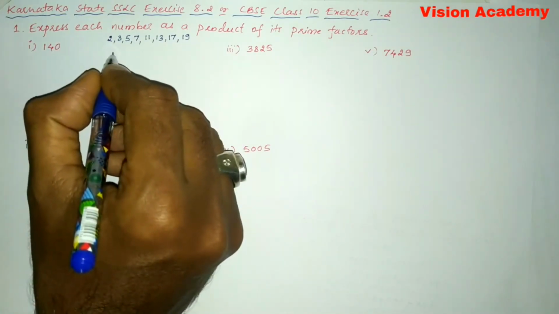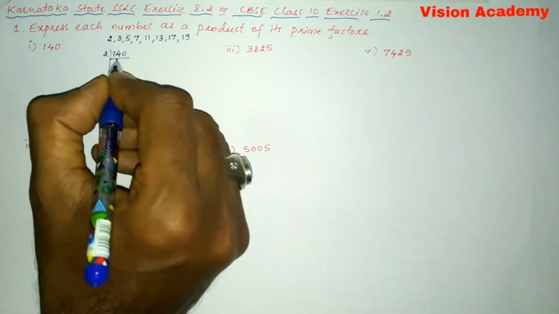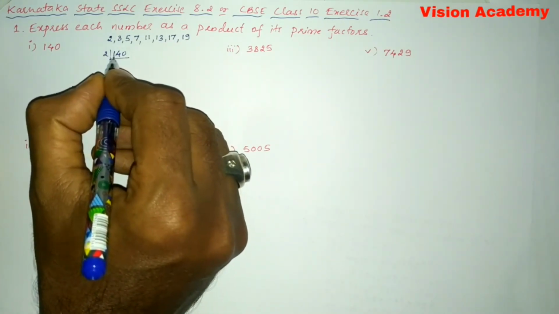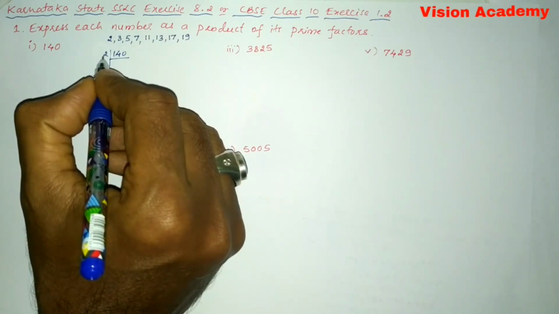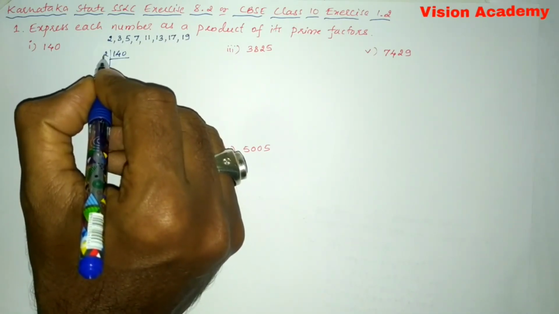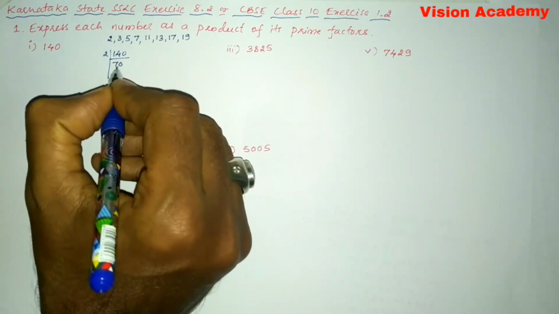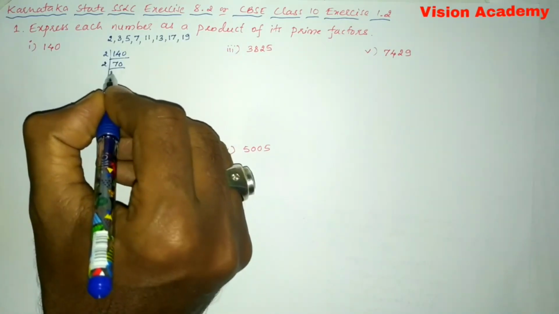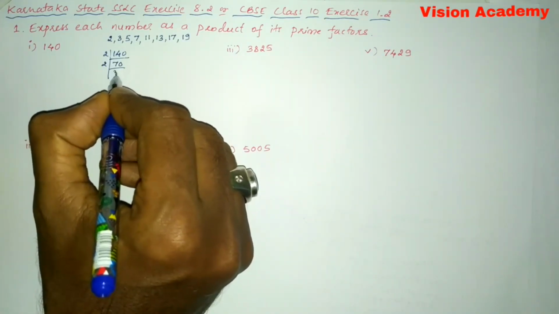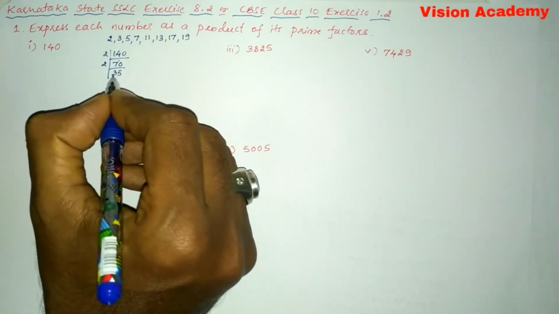So let us divide 140 by the first prime factor 2, because it is ending in 0. So this particular number is either divisible by 5 or divisible by 2. So let us take the smallest prime factor. So 2 sevens are 14 and 2 70s are 140. So next again further divide this one by 2. So 2 3s are 6, 1 remains. Next 2 5s are 10.